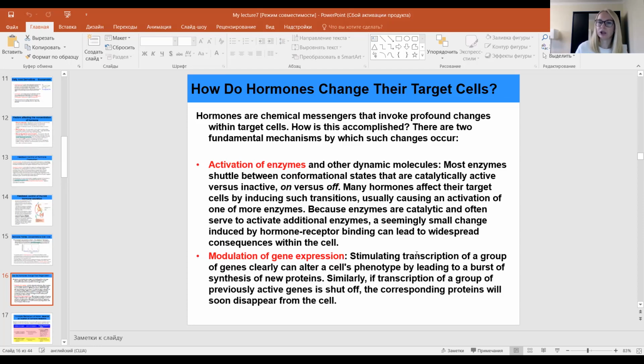And the second way is modulation of gene expression. Stimulating transcription of a group of genes clearly can alter a cell's phenotype by leading to a burst of synthesis of new proteins. Similarly, if transcription of a group of previously active genes is shut off, the corresponding proteins will soon disappear from the cell.